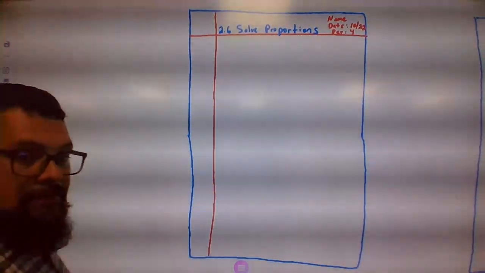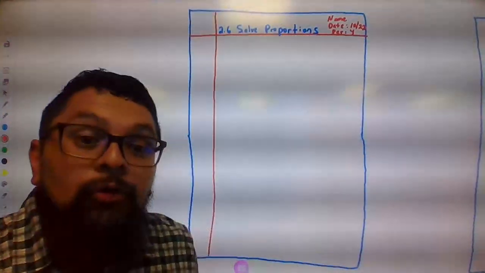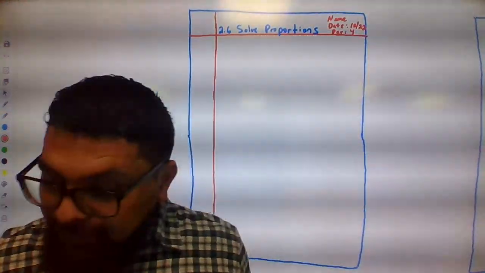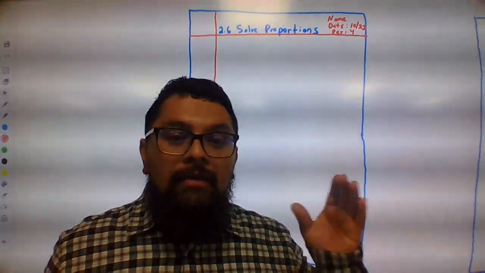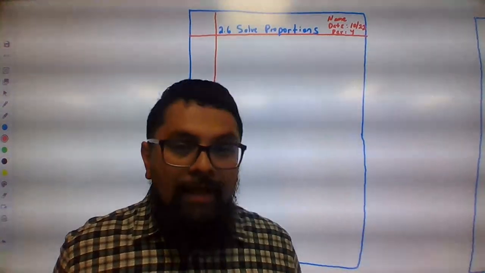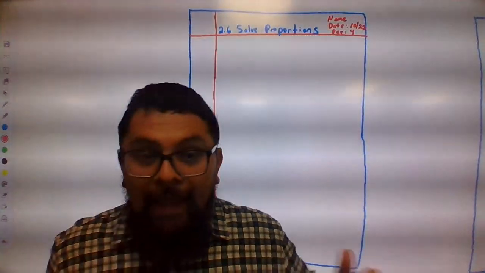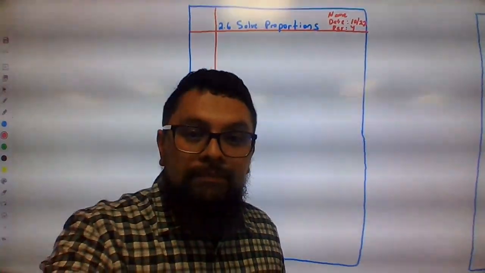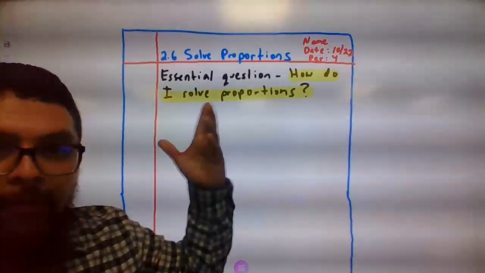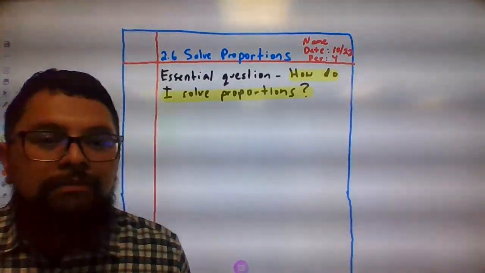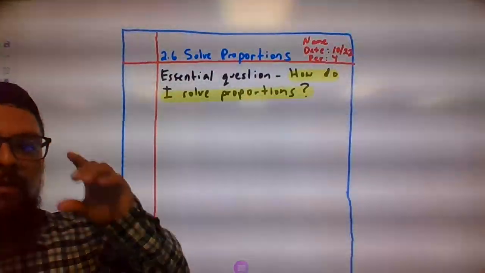Now let's put our new essential question for today. Yesterday's essential question was, how do I determine whether the ratios are equal? That was yesterday's. Today's is a different one. Here's your essential question: how do I solve proportions? How do I do it? That's what we're going to do today.